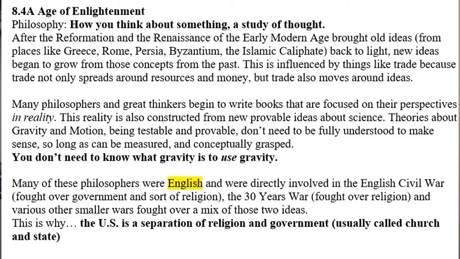After the Reformation and the Renaissance of the early modern age brought old ideas from places like Greece and Rome, Persia, Byzantium, the Islamic Caliphate, back into light, new ideas begin to grow from these concepts of the past. This is influenced by things like trade, because trade not only spreads around resources and money, but trade also moves around ideas as people move around. Many philosophers and great thinkers begin to write books that are focused on their perspectives in terms of reality.